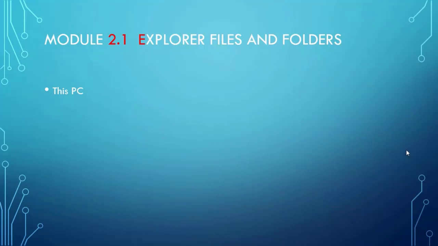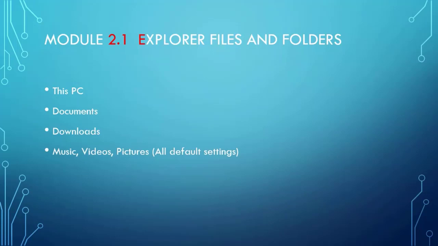So Module 2, Part 1 is E for Explorer, which is exploring files and folders on your system. And the place to start is This PC. But under This PC there is also Documents, there are Downloads, there are Music, Videos and Pictures, and there is also the Desktop. And all of these folders are part of what's called your profile. And your profile are the files and folders that are loaded when you log on to the system.